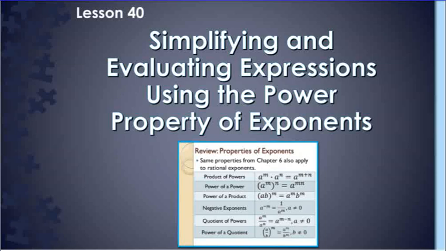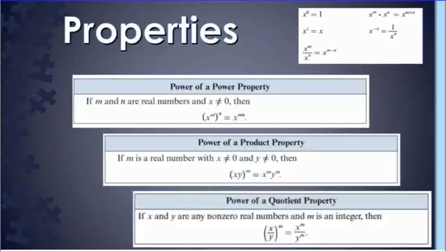Then we looked at negative exponents, where we had to make them positive by using the reciprocal of the base. So today, we're going to look at some other properties. We're going to look at the power of a power property, which just means when you raise a power to a power, you multiply the exponents. So in the top box, you see x to the m power, all that is raised to the n power, and you would just multiply m times n.